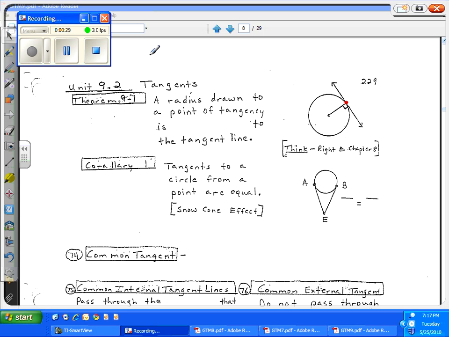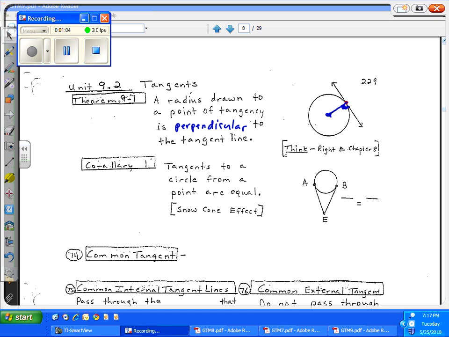Theorem 9.1 says a radius drawn to a point of tangency is perpendicular to the tangent line at that point of tangency. A radius drawn to a point of tangency is perpendicular to the tangent line. So it hits the tangent at 90, which forms a right angle.